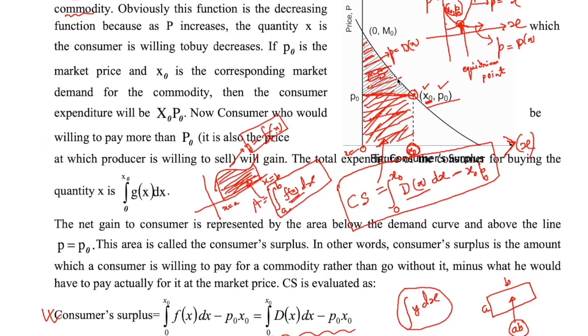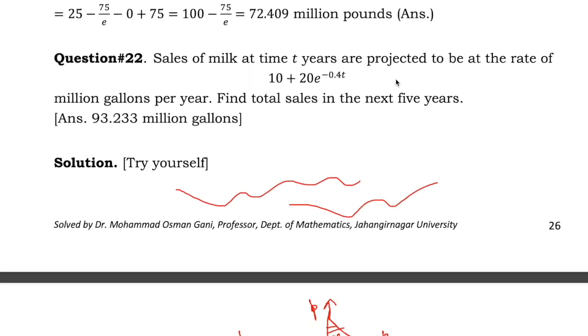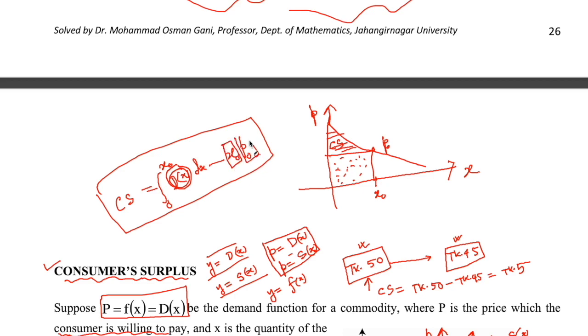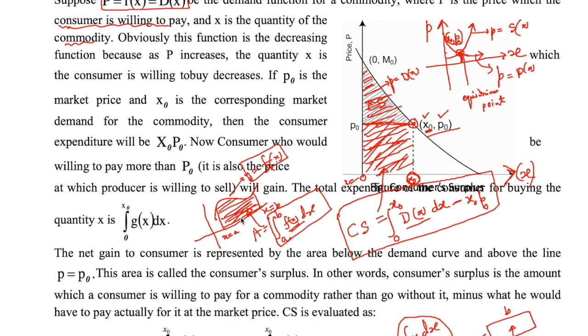Okay, so in order to calculate consumer surplus, you need to know three items. First, you need to know the demand function. You must be given the demand function, and x0 and p0 you need to know. If you know these three items, then you can calculate CS.